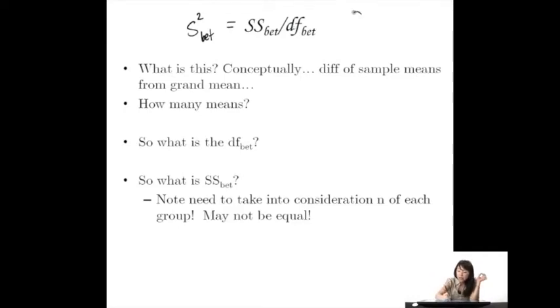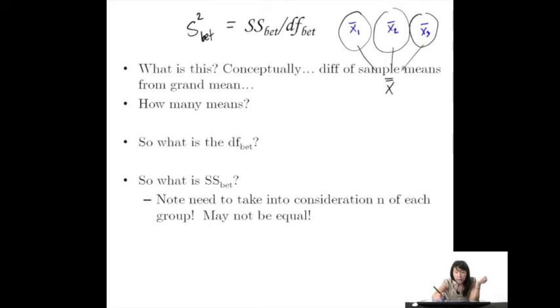So imagine our little groups, right? And there's some grand mean that all of these guys contributed to, right? But these all have a little sample mean of their own, right? And what we want to do is know the difference between these, right, squared, and add them up, right? That's the idea behind this, right?